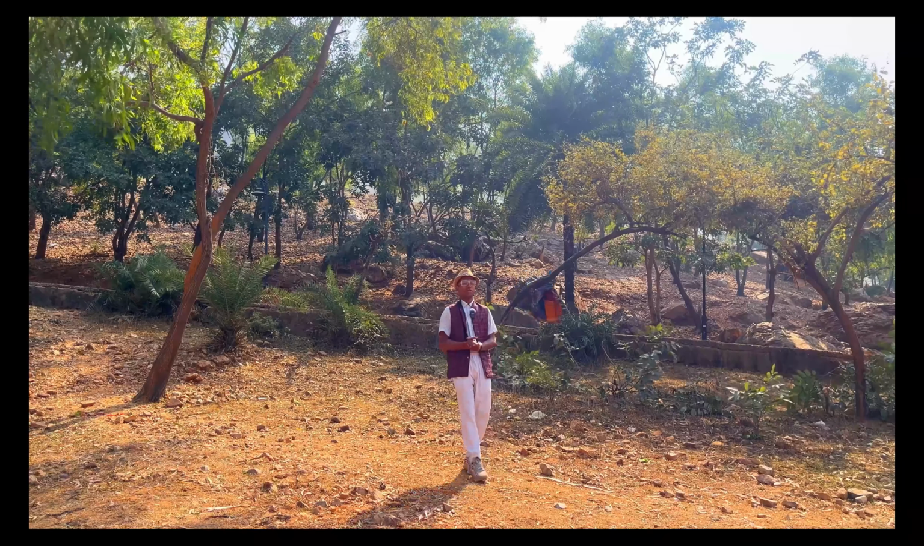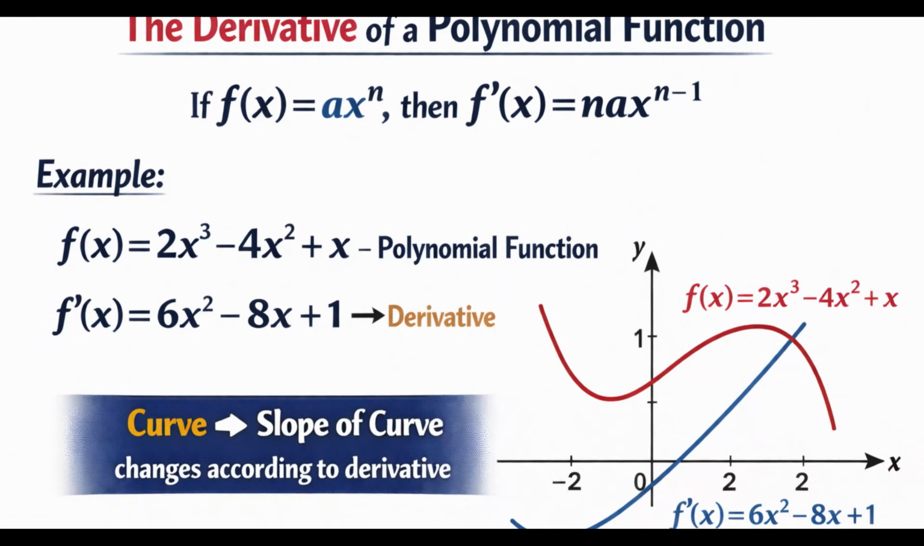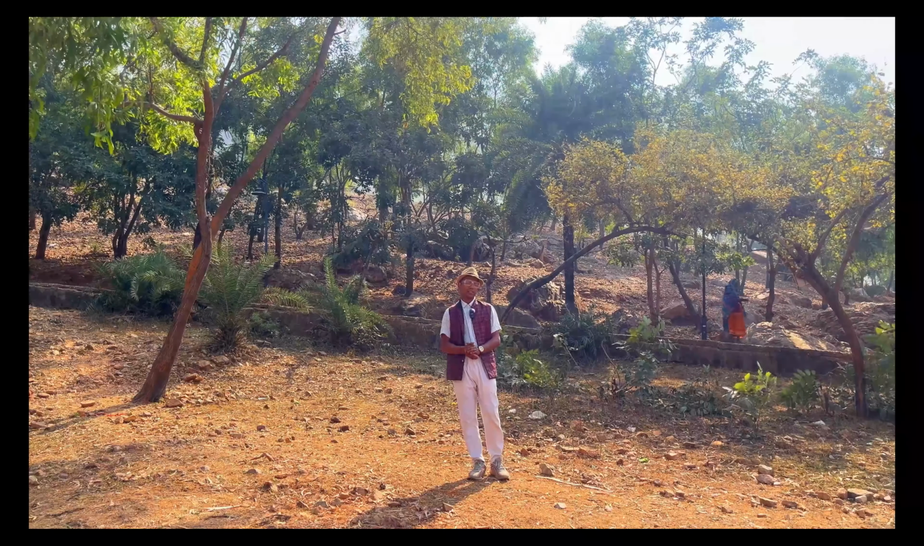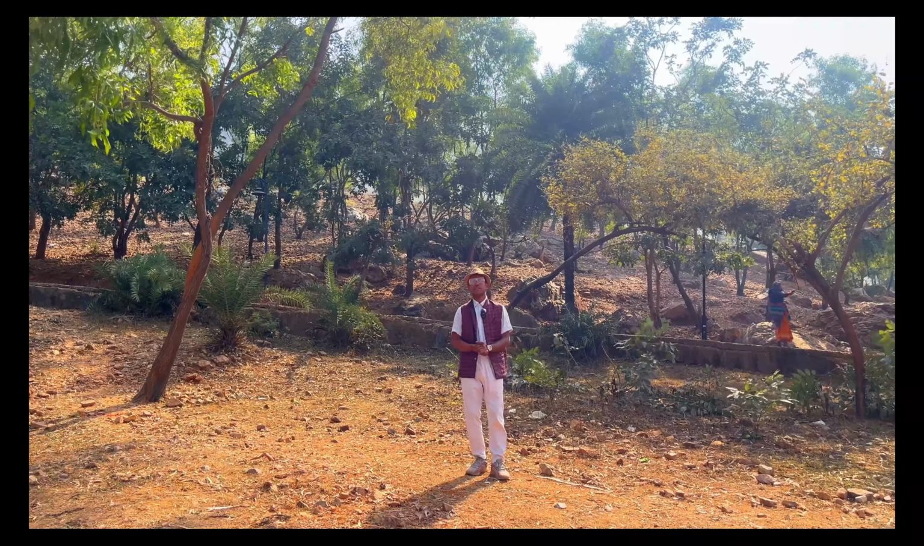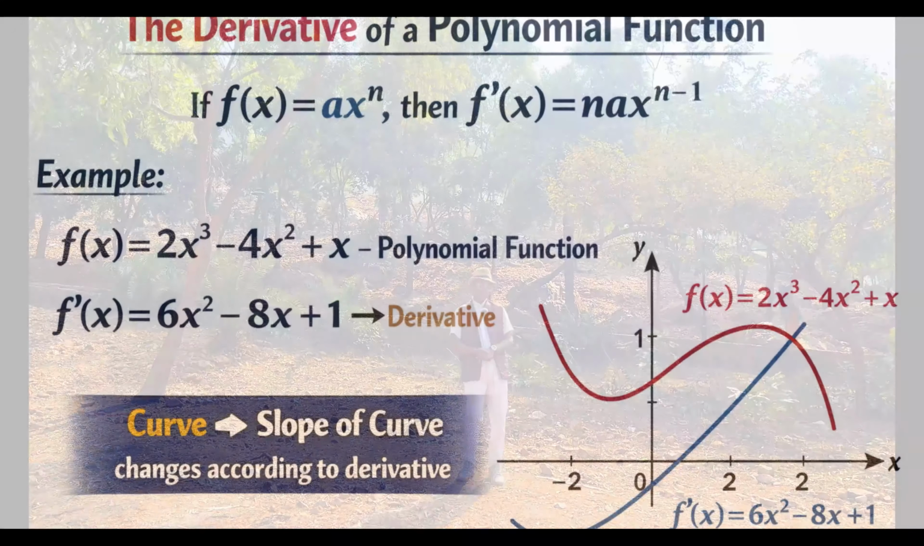Now moving towards the polynomial function, there is one simple formula: the derivative of x to the power n is equal to n times x to the power n minus 1.